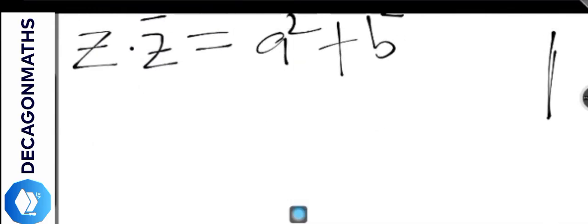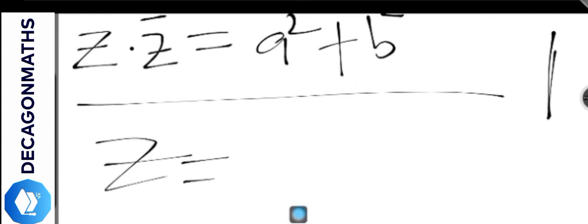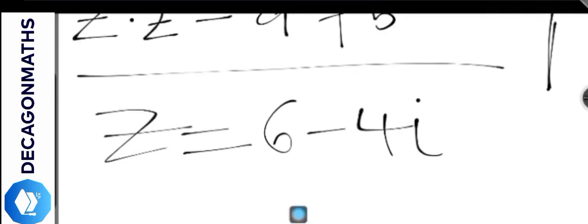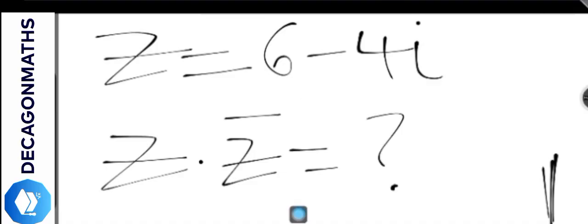So very quickly, I want to ask you this: if z equals 6 minus 4i, then what will be the product of z and its conjugate? So 1, 2, 3, 4. Okay, so the answer is what? So the answer is 52, right?